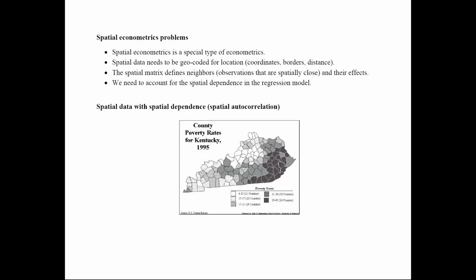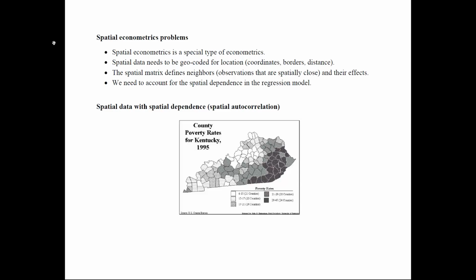So notice the first bullet point that I have here. Spatial econometrics is a special type of econometrics. Note these two words. Spatial comes from space, and special is like a unique type of econometrics. So don't confuse the word spatial with special. That's how it's spelled.